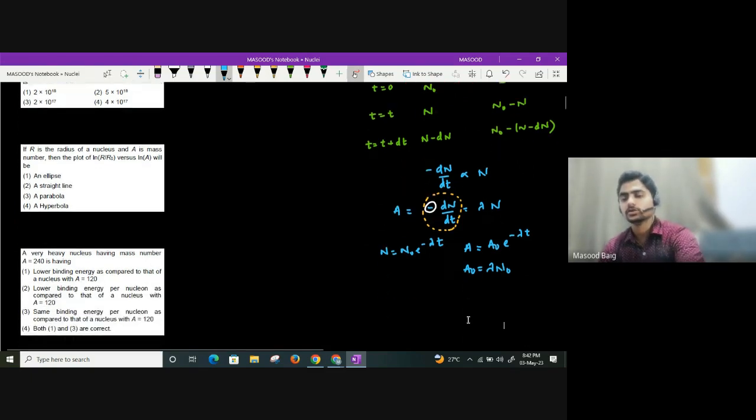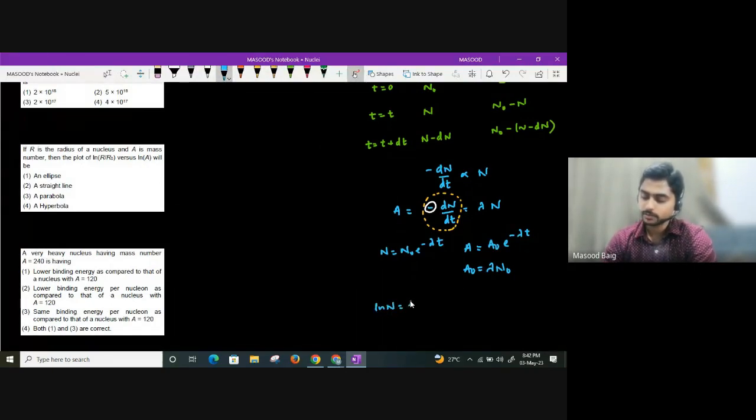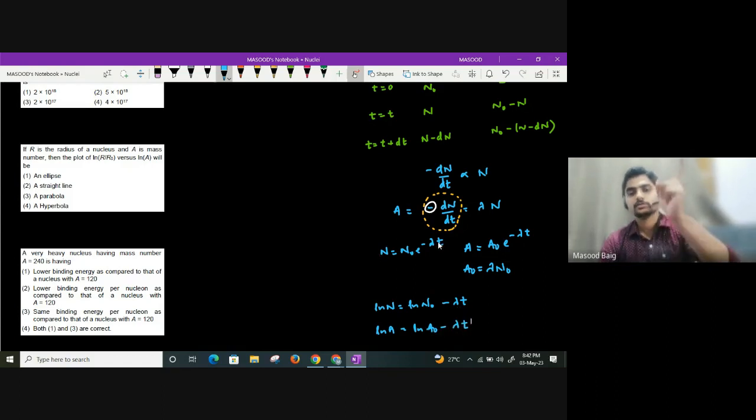Then if you apply logarithm, we get ln N equals ln N naught minus lambda t, and ln A equals ln A naught minus lambda t. If you plot N versus t, it will be exponentially decreasing. If you plot A versus t, it is also exponentially decreasing. But if I plot ln N versus t, it will be a straight line with negative slope and positive intercept. If I plot ln A versus t, it will also be a straight line with negative slope and positive intercept.